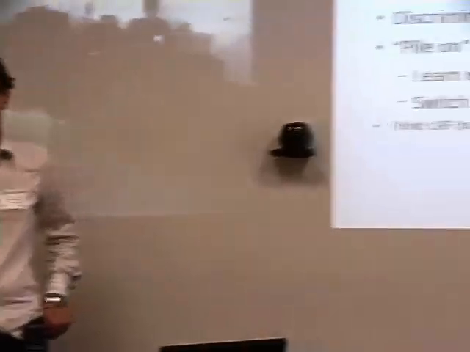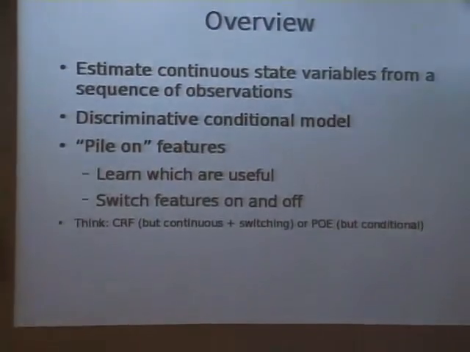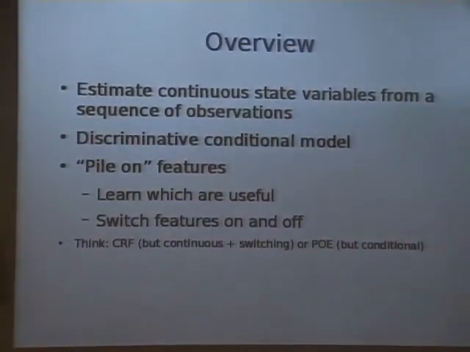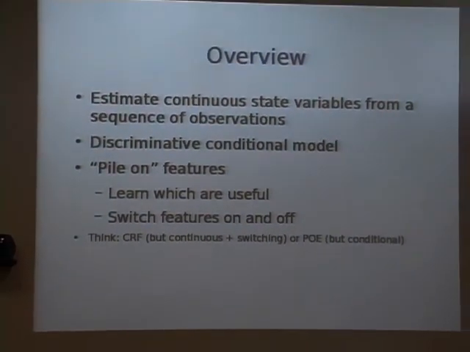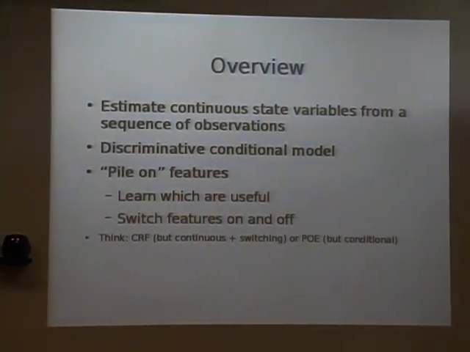So if you know a lot about machine learning, then you might think this looks a lot like a conditional random field, except that we have a continuous state variable instead of discrete, and our features can switch on and off. And then if you know a lot about the stuff that Jeff Hinton's group does, then you might say this is a product of experts, except that we're training it conditionally.